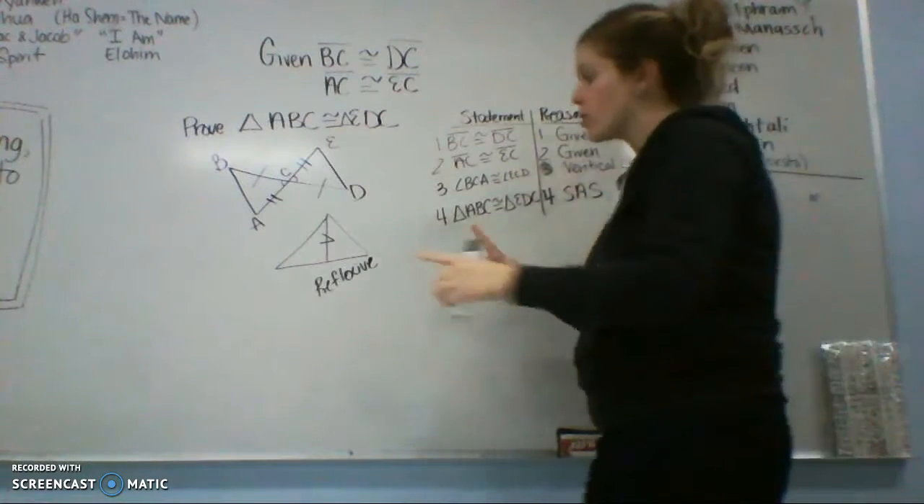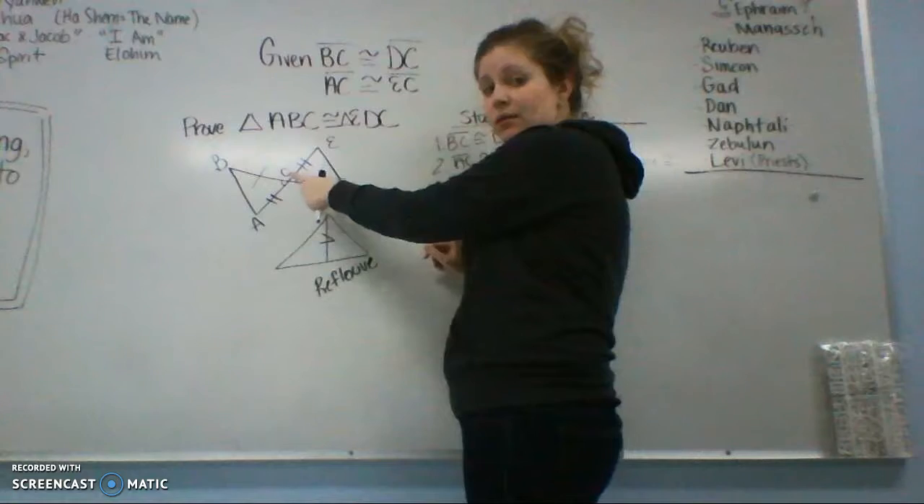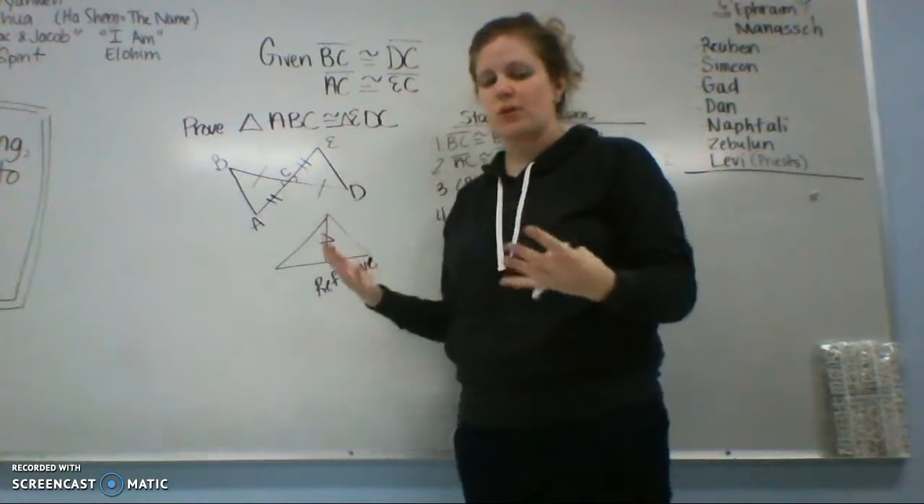And the reason they went in that order: A is at this corner that starts with the 2 tick marks and goes to the angle. E starts with the 2 tick marks and goes to the angle. They follow the same order that we were talking about before.